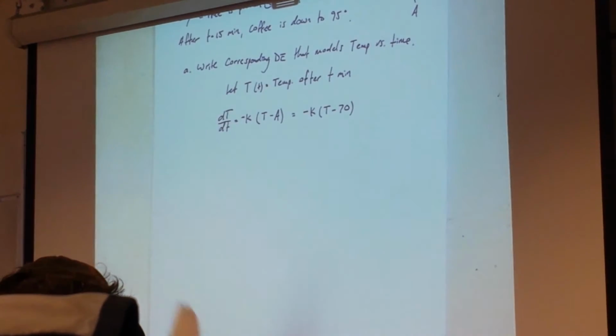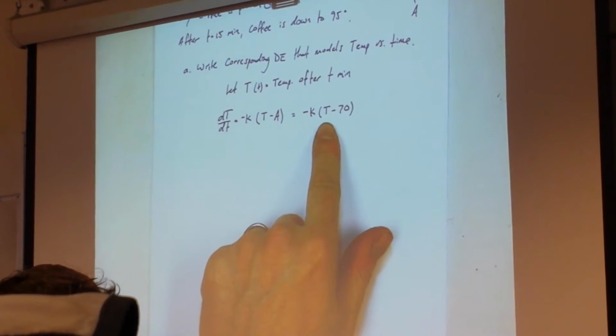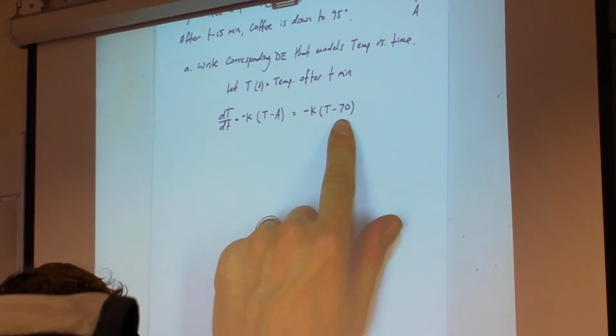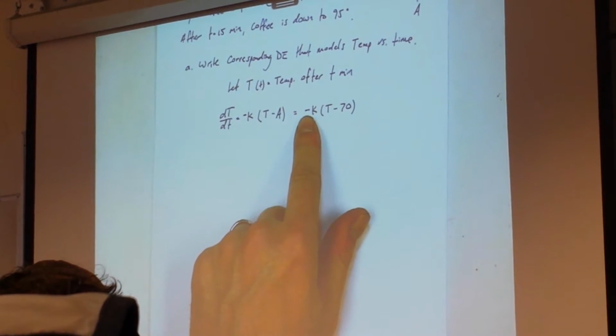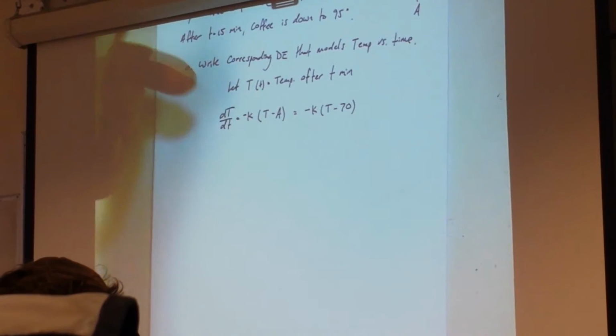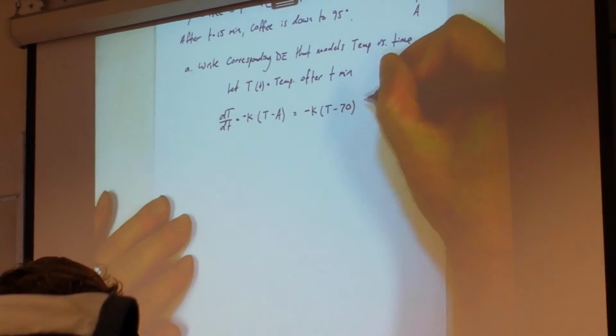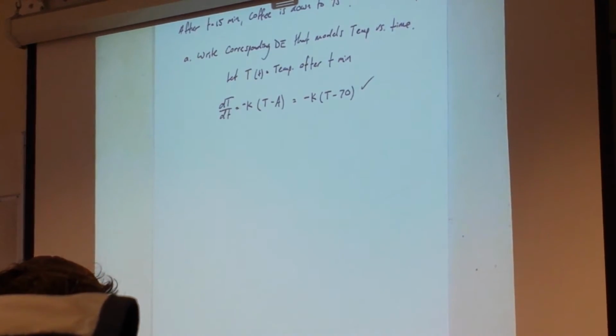Okay? We know that the coffee starts off above 70, so T minus 70 is always going to be positive, times a negative, so our derivative should be negative. So that's our differential equation that models this situation. B, let's solve this.